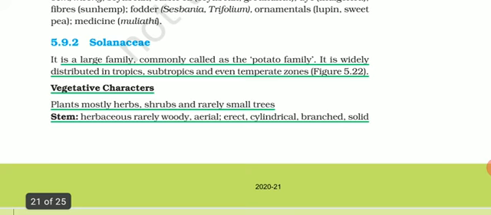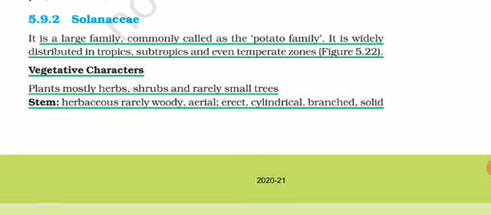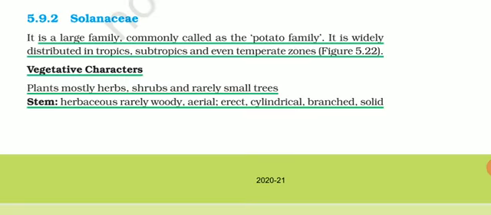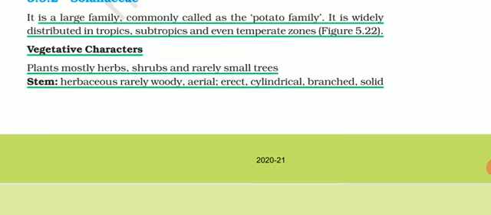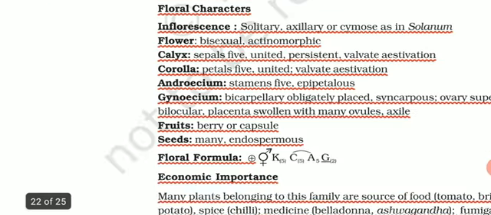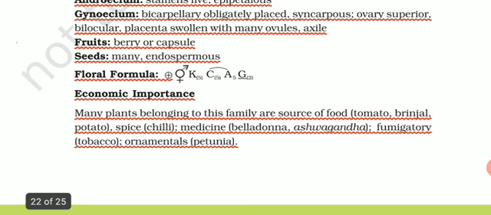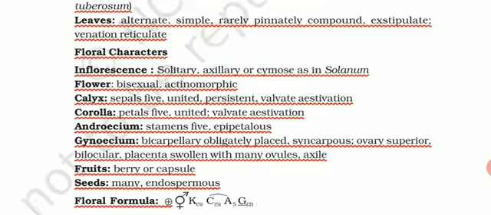First of all, we will talk about which kind of plants come under this Solanaceae family. It is generally a potato family. So potatoes and sweet potatoes come under it. We can look at other examples as well: tomato, brinjal, chili, ashwagandha. All these are the major examples of Solanaceae.